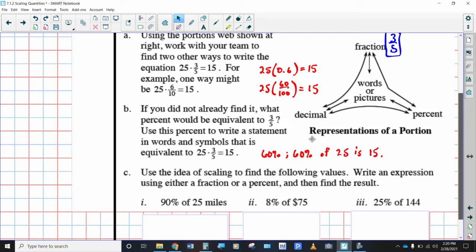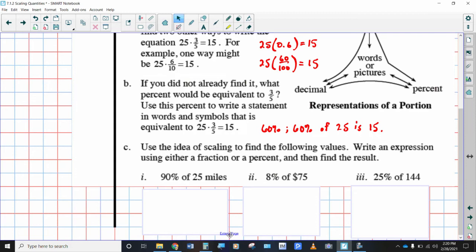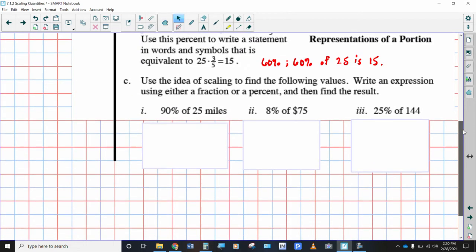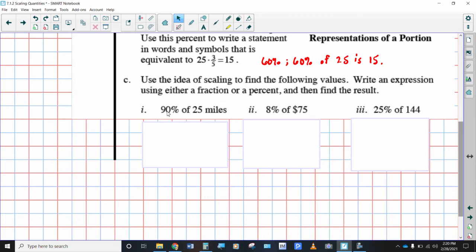So what we've got going on here is a situation where we're taking some kind of a scale factor or a multiplier times a quantity, and we can either use it as a fraction, as a decimal, or visualize it to start off with as a percent. And so what we're going to do for problem C here is take these three problems, and we're going to represent that percent as either a fraction or as a decimal, and then complete the multiplication problem and declare our answer. Okay, so I'll start with 90% of 25 miles.